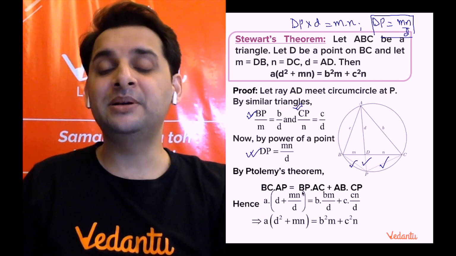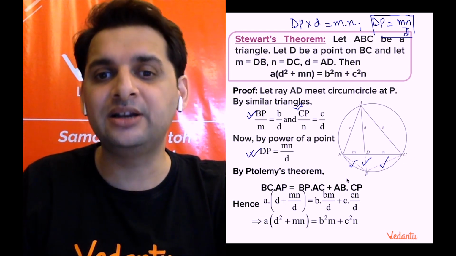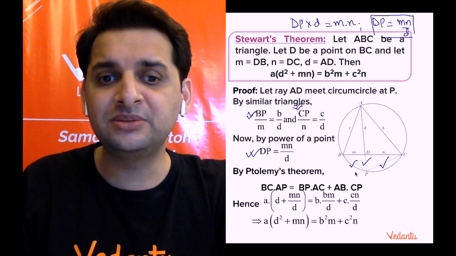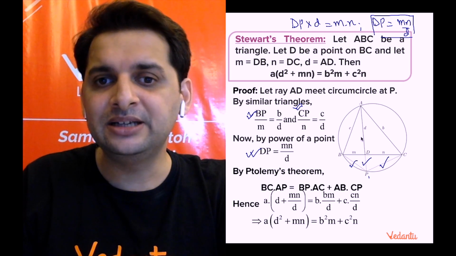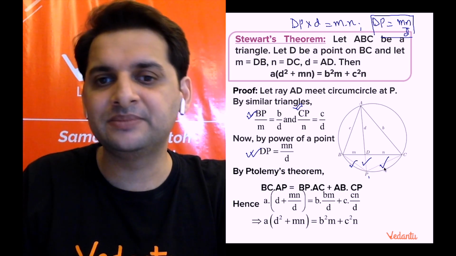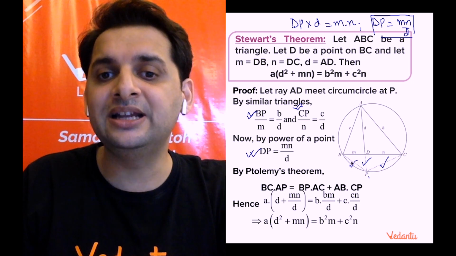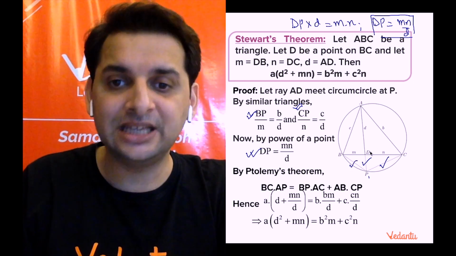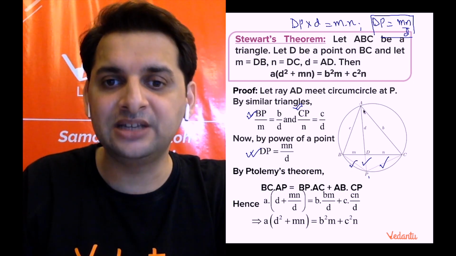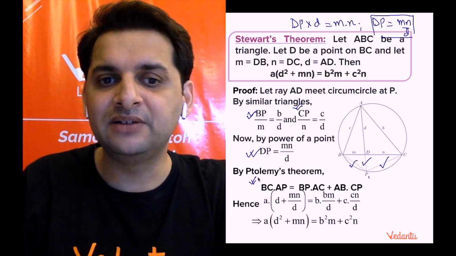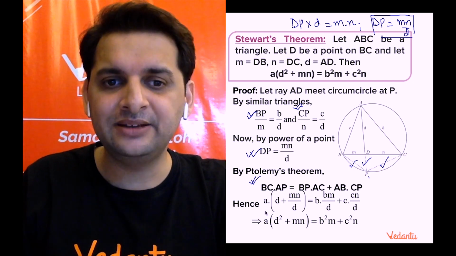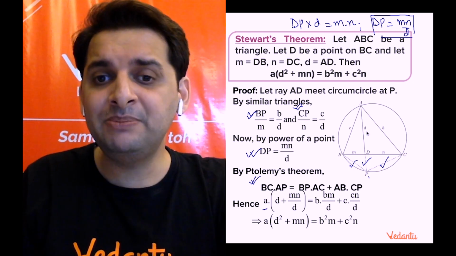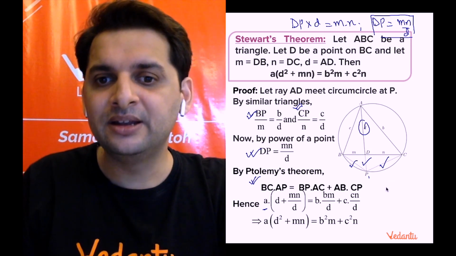So Ptolemy's theorem, if you remember Ptolemy's theorem, in this cyclic quadrilateral, what did Ptolemy's theorem say? Ptolemy's theorem said that BP into AC plus AB into CP, okay? So the product of the lengths of the opposite sides is equal to the product of the diagonals, is equal to AP into BC. So now let us put the values. So BC is A, AP would be D plus DP.